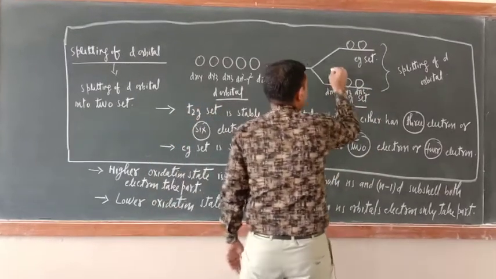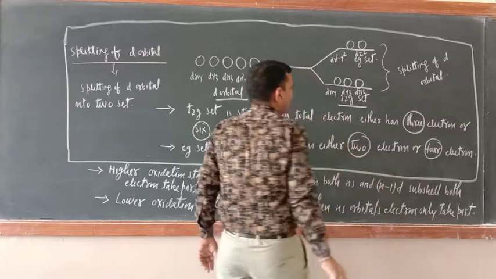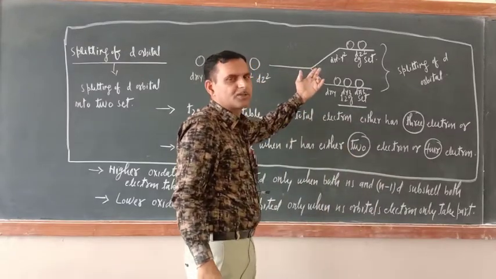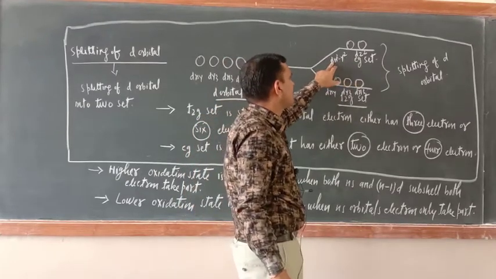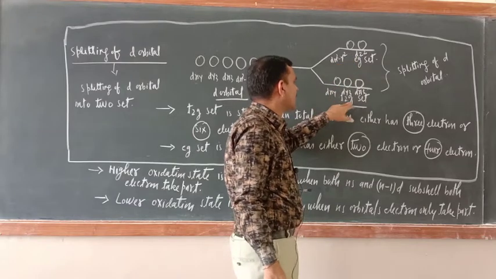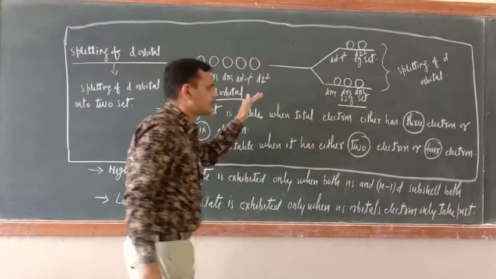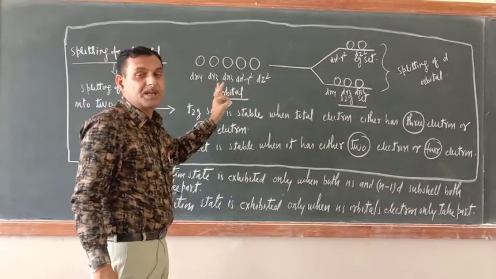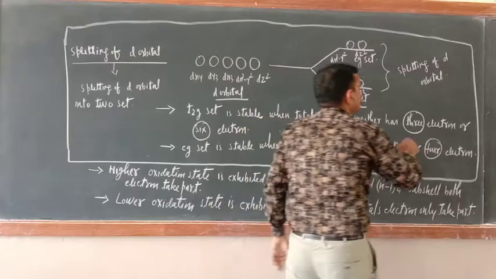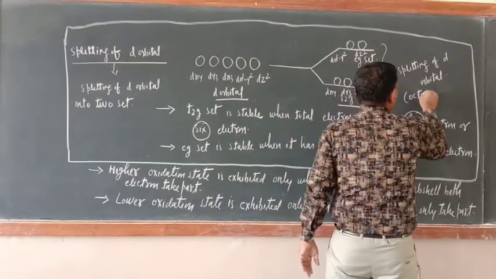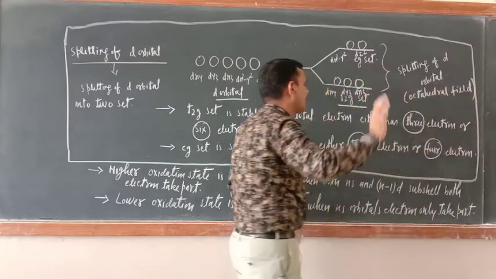And the EG set, what is there? dx square minus y square and dz square. These 2 sets are there, the T2G set and the EG set. This process is known as splitting of d orbital, meaning splitting of d orbital into 2 sets, T2G set and EG set. Such kind of splitting is there in an octahedral field. The next unit will teach it; right now that much is enough.